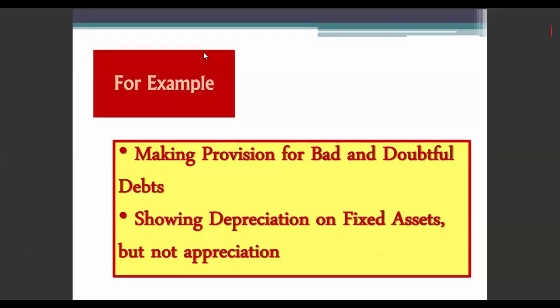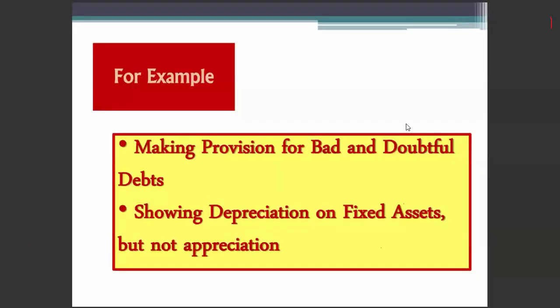Now, any doubt so far on the three conventions? One is disclosure, second is materiality, and third is conservative. Now, the conservative convention is a declaration, or I can say an approach towards account writing. It is not directly saying that you should write this way or write that way, or that I should not write this way.